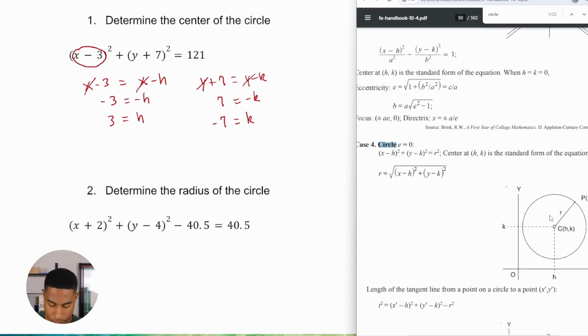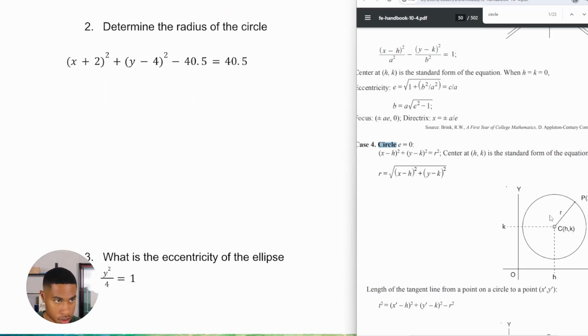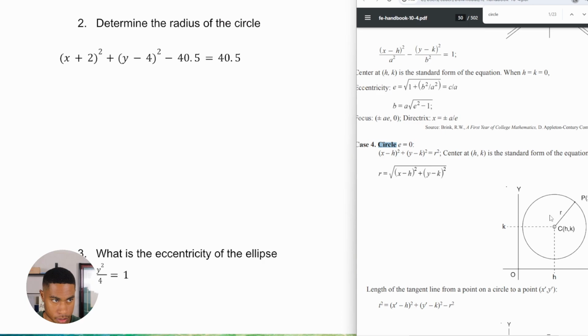All right, let's look at number 2. Determine the radius of the circle. Okay, similar things here, where we have an equation, (x + 2)^2 + (y - 4)^2 - 40.5 is equal to 40.5. Okay, so in this equation, we're looking for the radius.